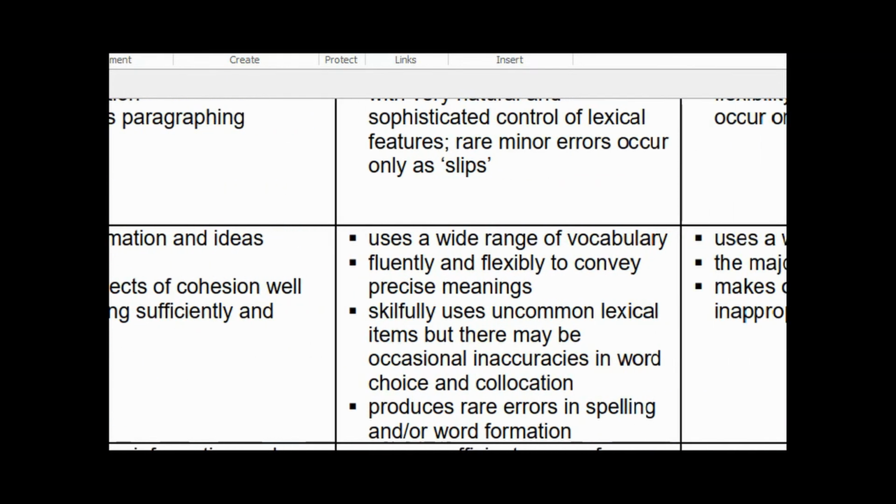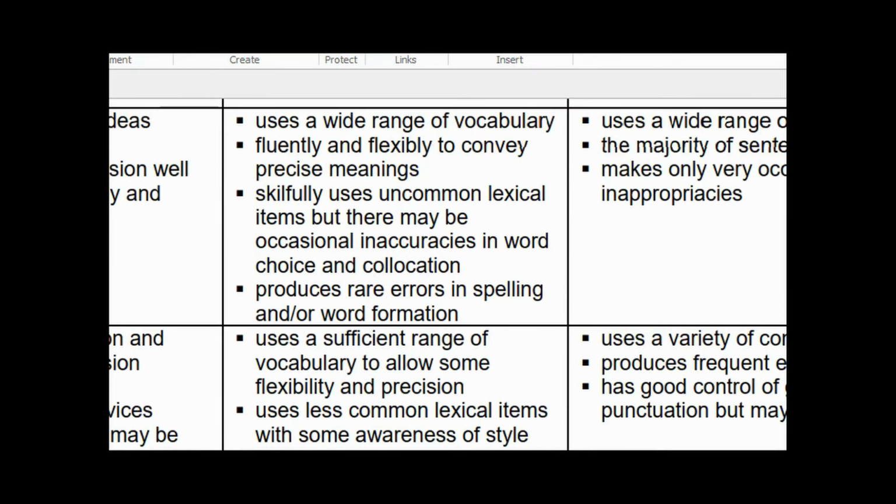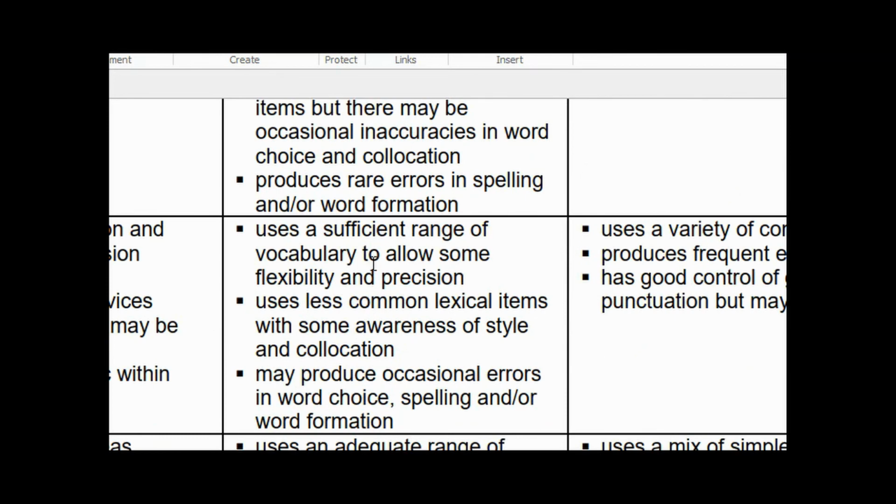Let's move on to lexical resource or vocabulary. Let's do a 7 again. The big thing here is use a sufficient range of vocabulary to allow for some flexibility and precision. And then the one that is more difficult to achieve is using less common lexical items with some awareness of style and collocation. Now, they do allow for occasional errors in word choice, and also occasional errors in spelling or word formation.